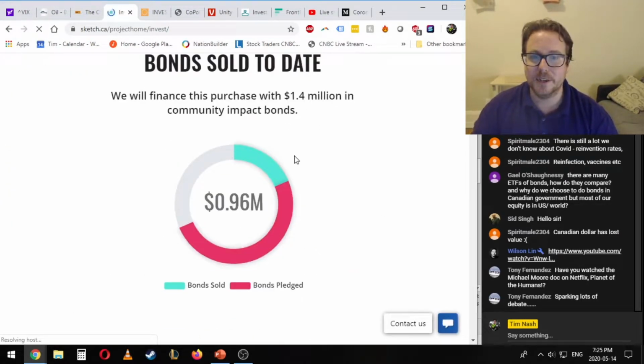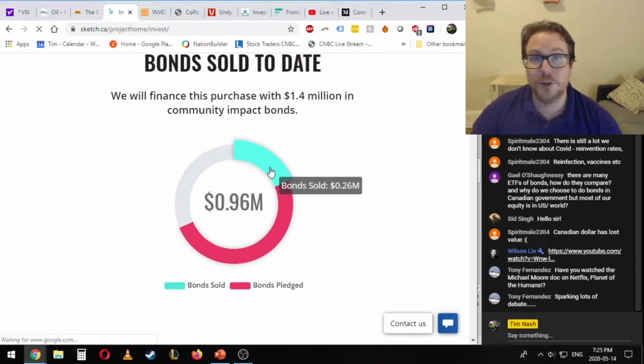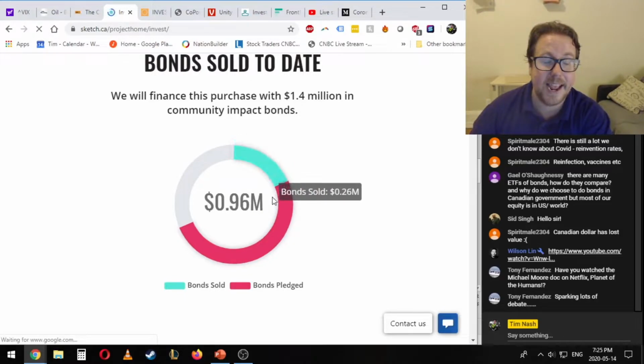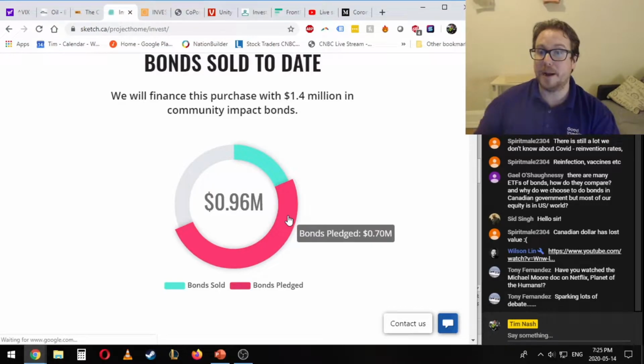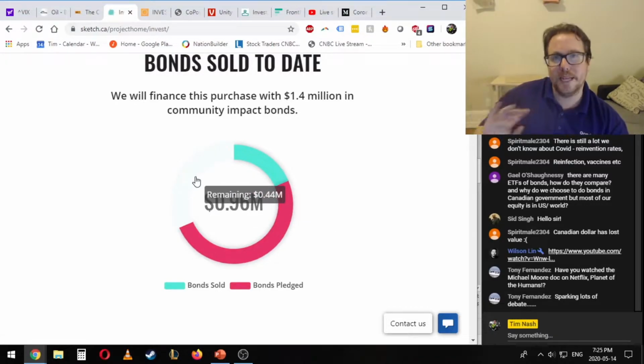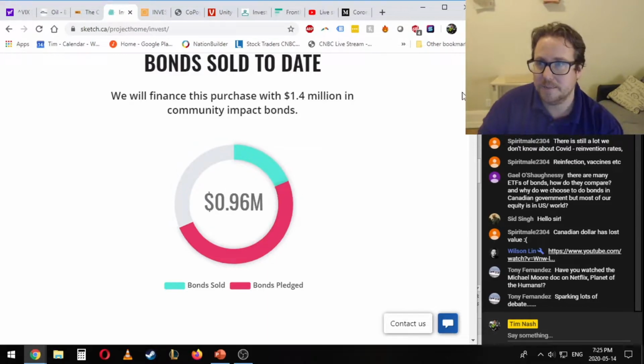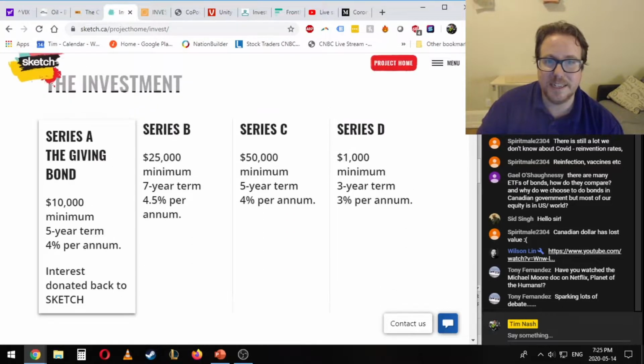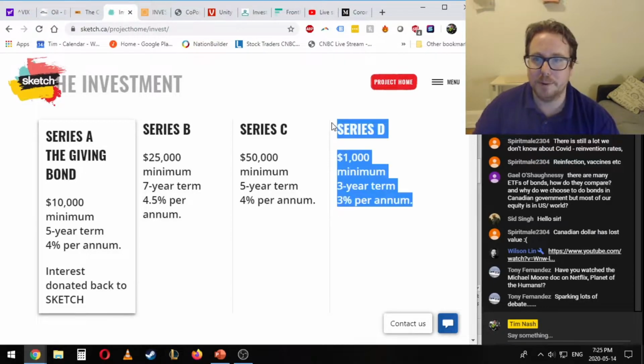You can see here they've already sold about $260K worth of bonds. They've had pledged about $700K worth of bonds. So there's still about $440K left that they are selling. You can see here the different series. I would probably nudge you towards this series D. $1,000 minimum, 3-year return, 3% per year. So the same terms as CSI.